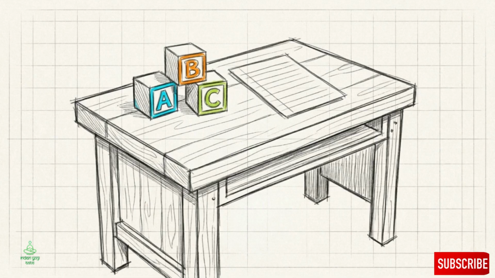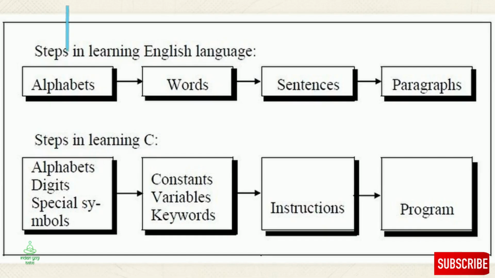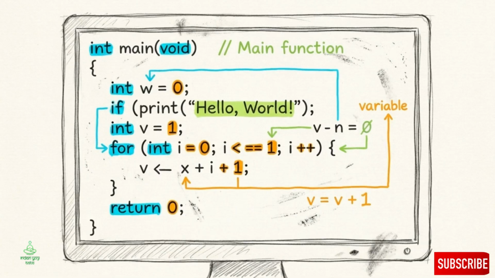It functions like the language lessons we all had in kindergarten. Like building a language, we start with alphabets to form words, sentences, and paragraphs. C programming follows this path. We group alphabets, digits, and symbols to build constants, variables, and keywords. These form instructions, ultimately becoming a complete program. Programming involves picking up a specific vocabulary to write structured instructions that the computer can follow.